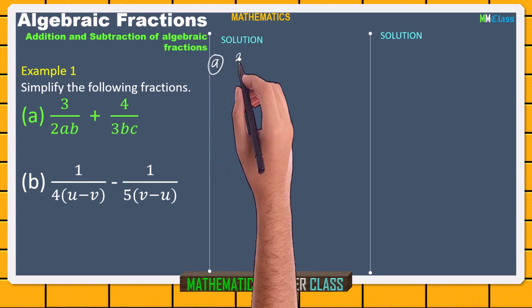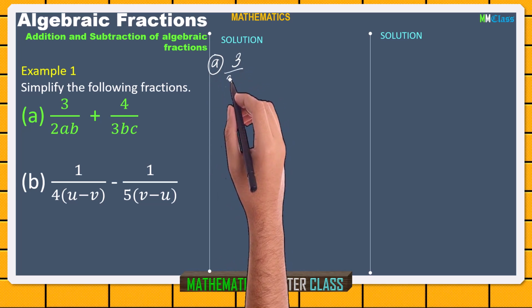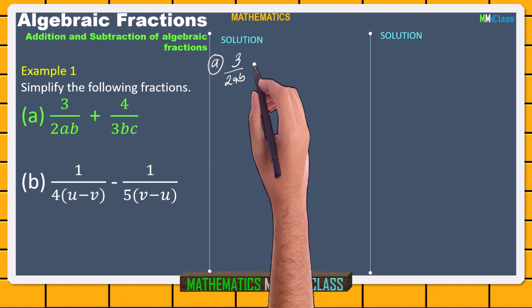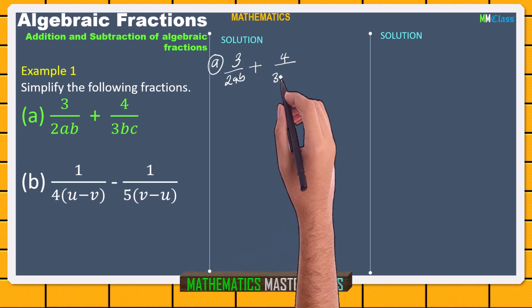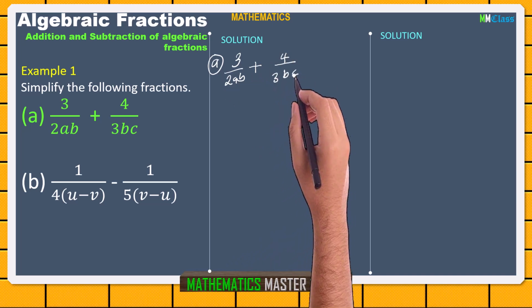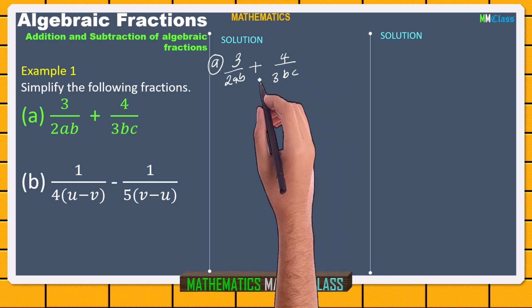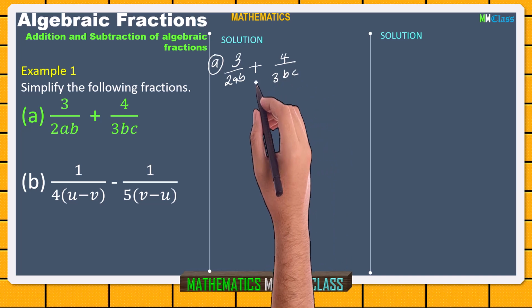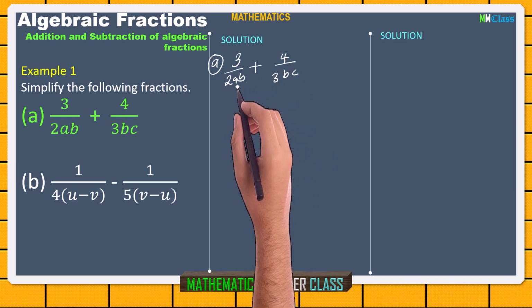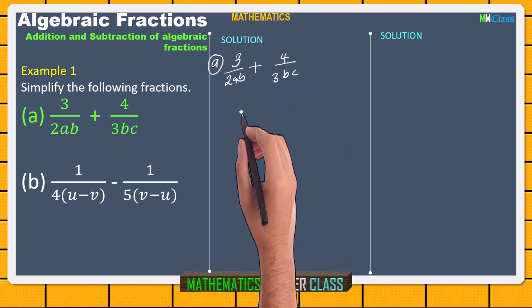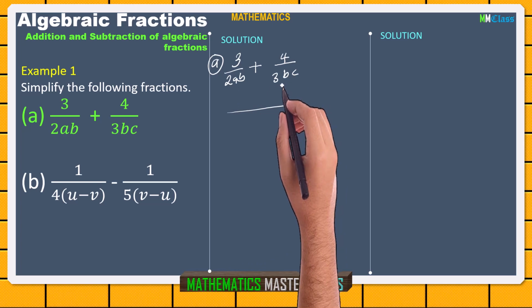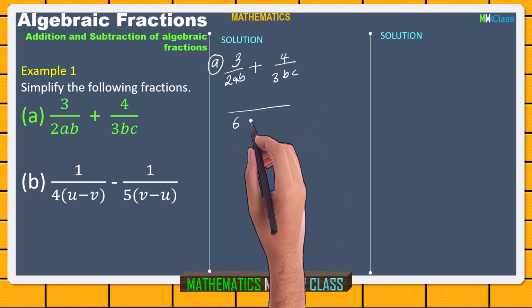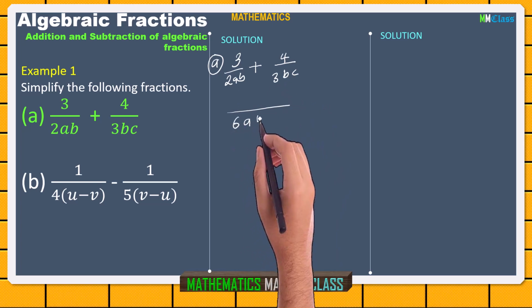So A, we have 3 over 2ab plus 4 over 3bc. So this is a fraction and it's addition. So what we do, we get the LCM of the denominators. So the LCM of 2ab and 3bc is 6abc.